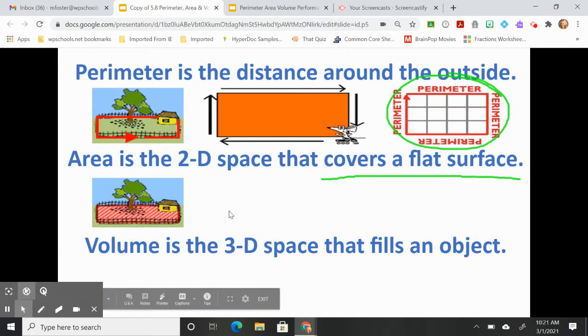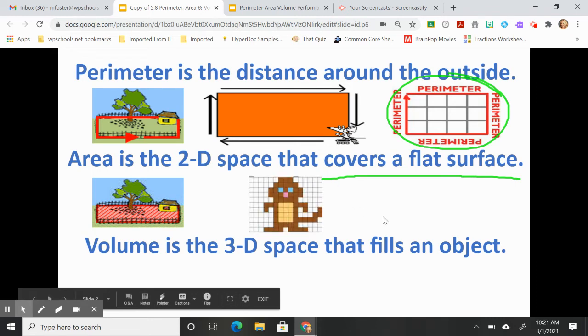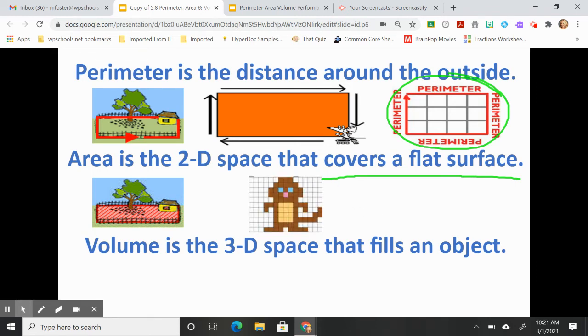Okay, you might be familiar with this when you talked about area maybe in 3rd or 4th grade. You just counted up the squares. So that creature right there, that little critter, if you counted up all those squares that were colored, that would be the area of that shape. You would just say square units. Okay, question?